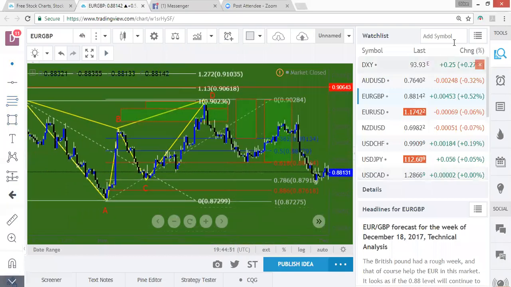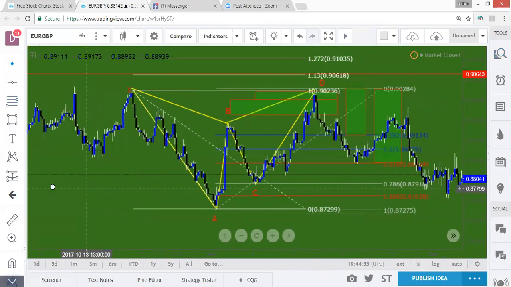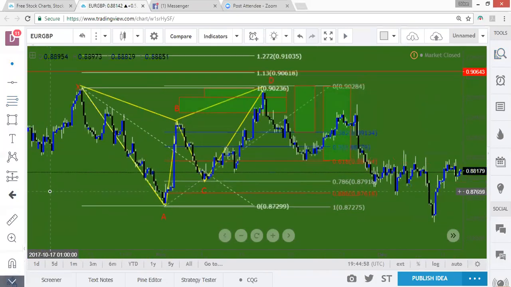Do I have any questions concerning the Gartley pattern? In this case, let's go to the bat pattern.